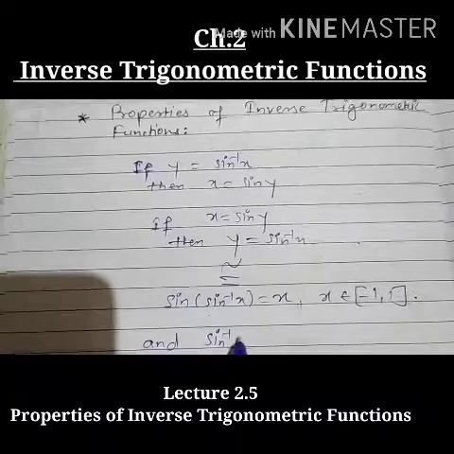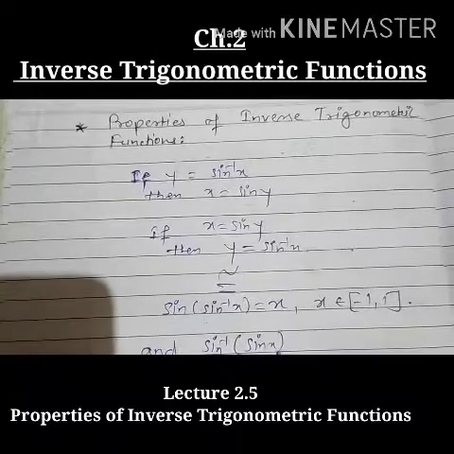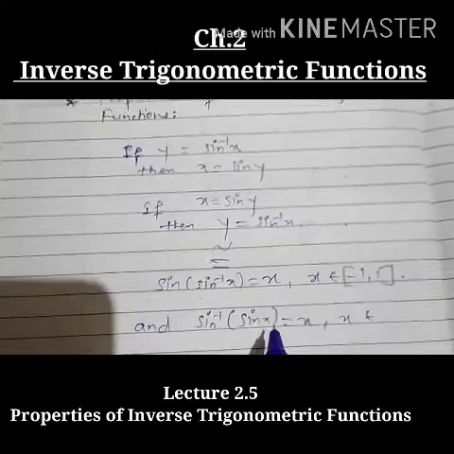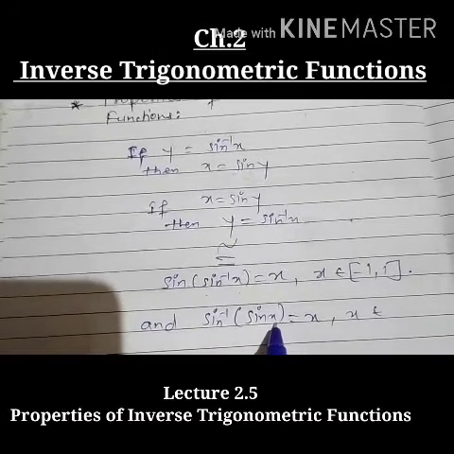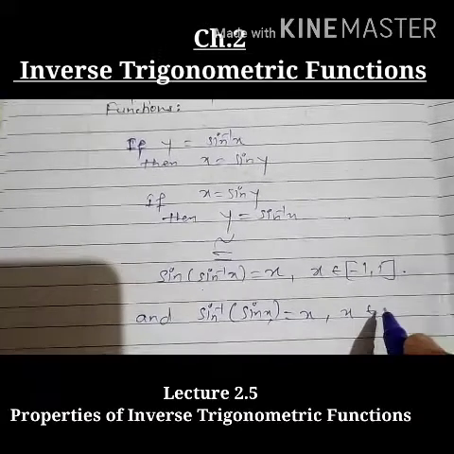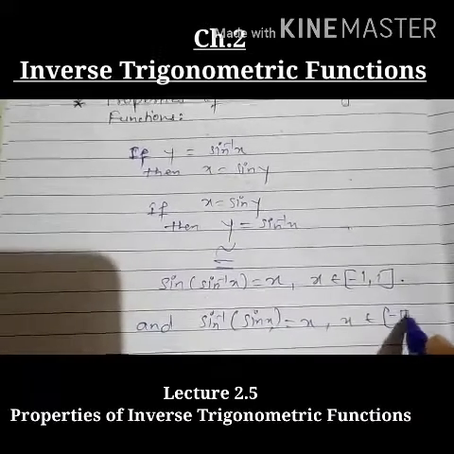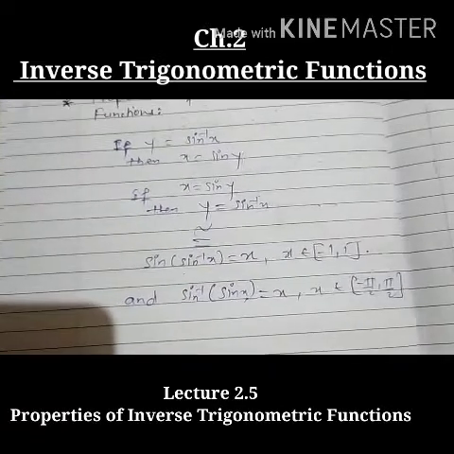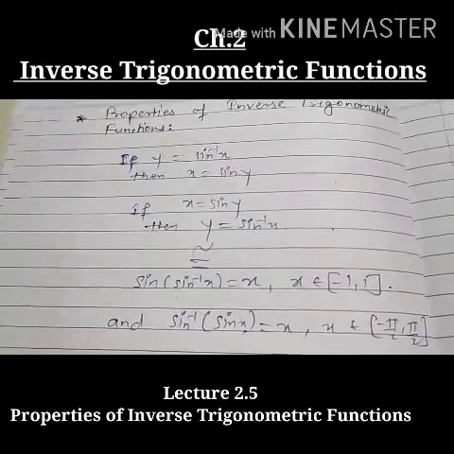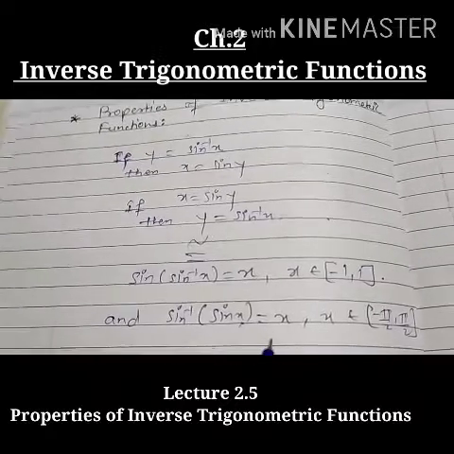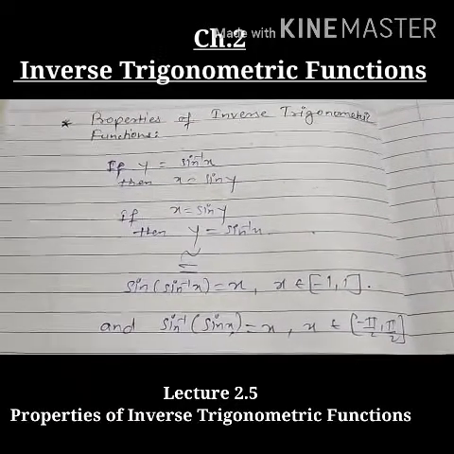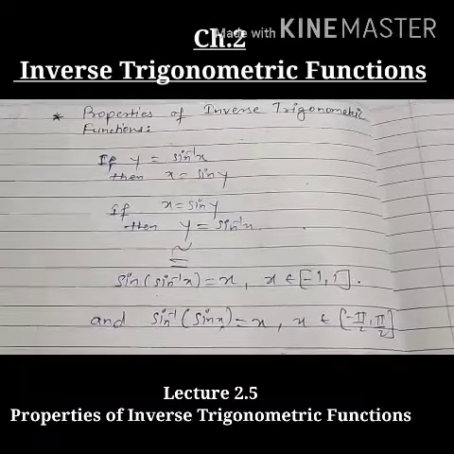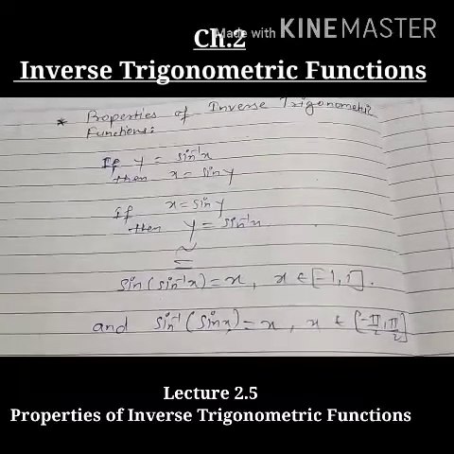And sine inverse of sine x is also equal to x if x belongs to, here x is treated as an angle, so we will take this from the closed interval -π/2 to π/2. Understood? Now this same is true for the other 5 inverse trigonometric functions as well. We now prove some properties of inverse trigonometric functions.